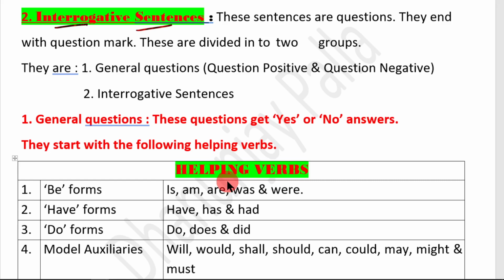These sentences are questions. They end with question mark. These are divided into two groups. They are general questions, that means question positive and question negative, and interrogative sentence. Okay, if you want to make a question, we have to use the interrogative sentence. Always an interrogative sentence ends with the question mark.